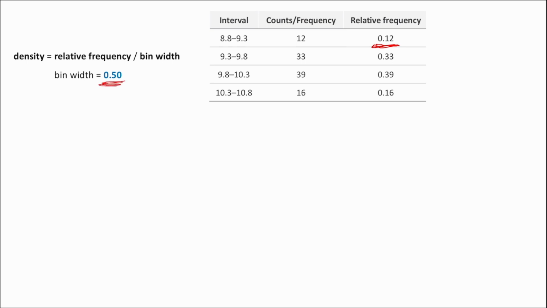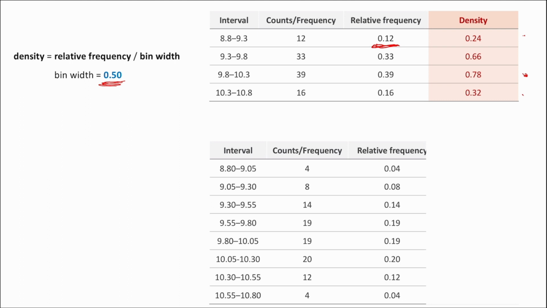So how do we compute density? We simply take 0.12, divide it by 0.5, and that gives you 0.24. This means that you have 24% of the values in 1 weight% inside this interval, right? So this is the density, how dense the values are. And then we can compute it for the other bins. You can see that the highest density is here, and these are the two intervals where you have the lower density.